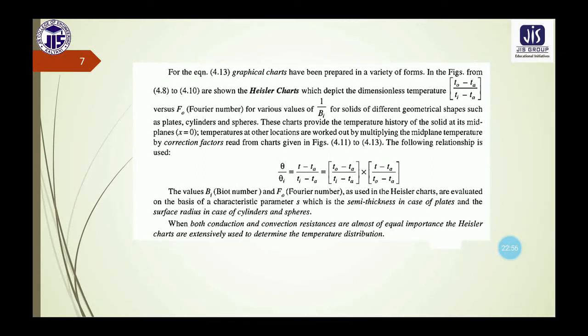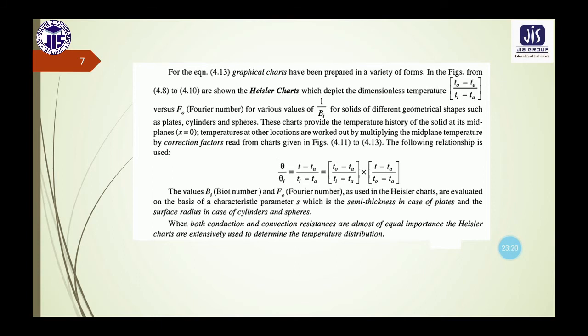This one will be represented in some other form, that is (T0 minus Ta) divided by (Ti minus Ta), multiplied by (T minus Ta) divided by (T0 minus Ta). So this relationship will be used when the mid-plane temperature correction factors will be required, when the x is not equal to 0. That means the temperature at other locations we need to find.